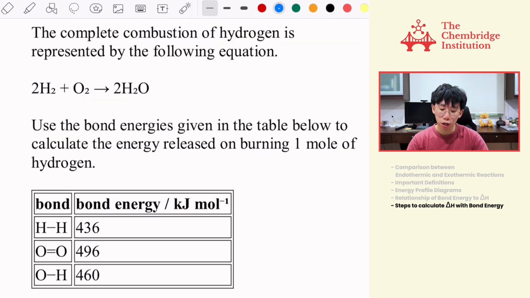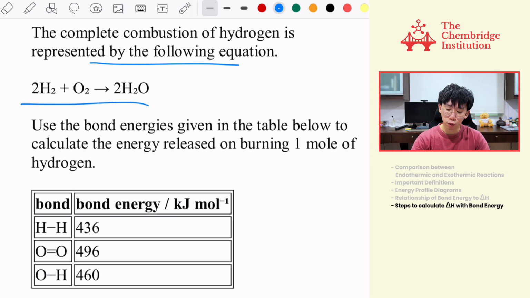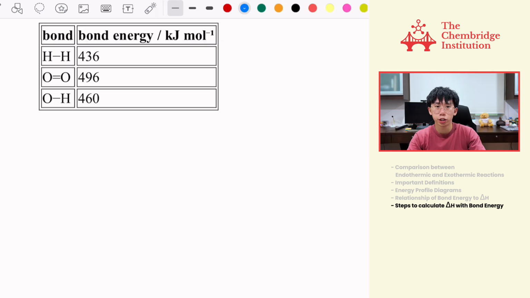The complete combustion of hydrogen is represented by this following equation. So they're very nice, they give you the balance equation already. And then you want to use the bond energies given to calculate the energy released on burning 1 mole of hydrogen. Okay, and they give you a list of bond energies over here. So how do I go about doing this question?